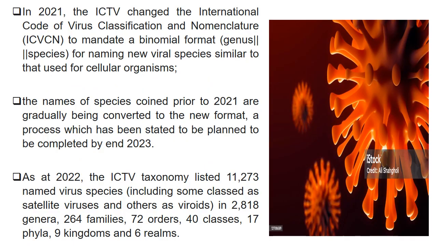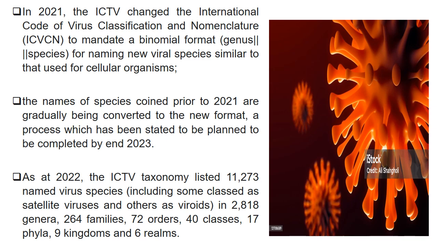The ICTV changed the International Code of Virus Classification and Nomenclature to mandate a binomial format, that is, genus and species, for naming new viral species, similar to that used for cellular organisms. The names of viruses coined prior to 2021 are gradually being converted to the new format, a process which has been planned to be completed by the end of 2023.